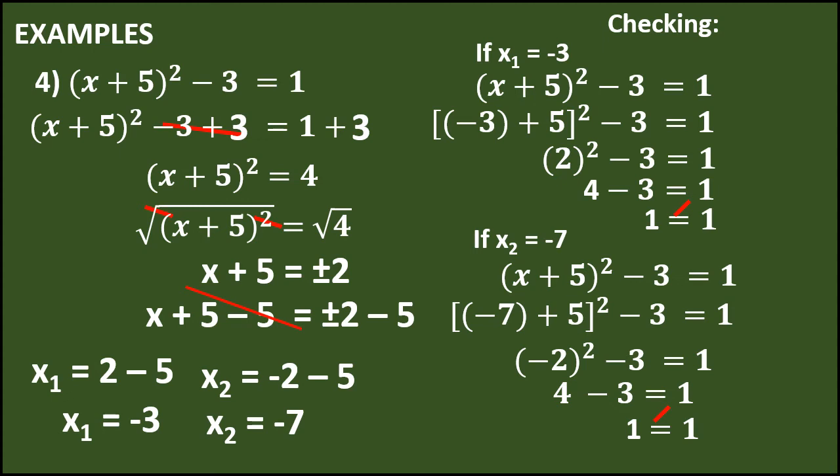So the answers are negative 3 and negative 7, which are the solutions to the quadratic equation quantity x plus 5 quantity squared minus 3 equals 1.